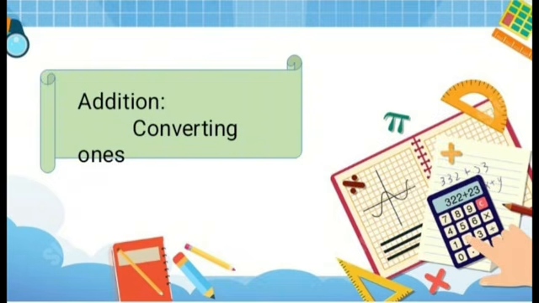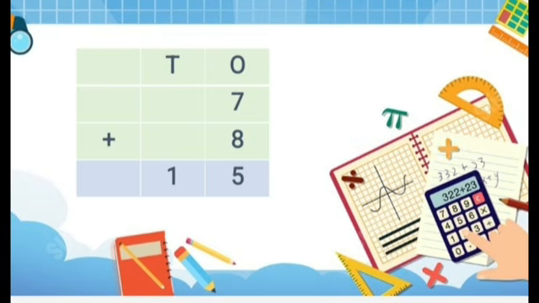Now, how to convert ones? Our question is 7 plus 8. As we know, the answer is 15. When we add 7 and 8, the answer will be 15. But we cannot put 15 in the ones column. The greatest number we can put in the ones column is 9. So we must change 15 ones into 1 ten and 5 ones. We will write our answer like this. 7 plus 8 is equal to 15, in which 1 goes in the tens column and 5 in the ones column.